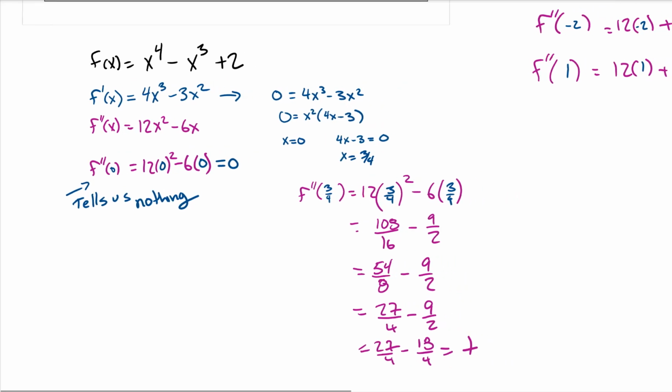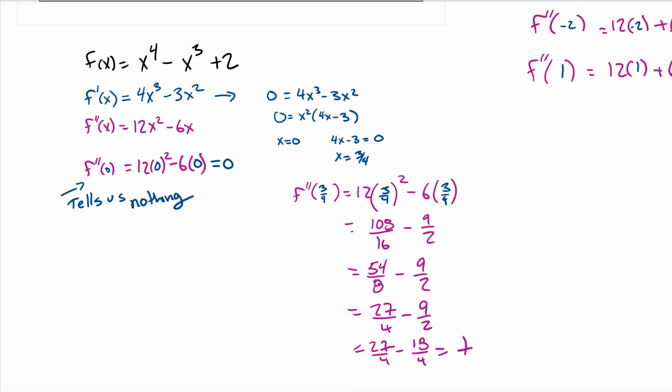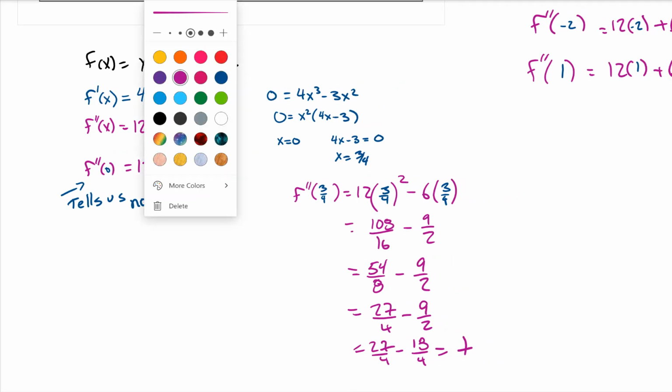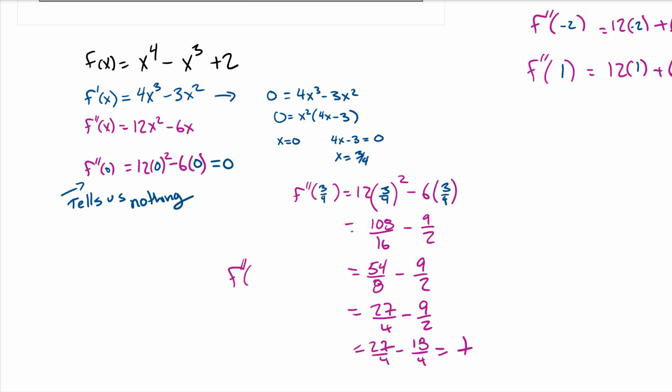So we just found out that f double prime of 3/4 is greater than 0. So what does that mean? If it's greater than 0, don't we have some sort of valley, it's holding water? We must be at some valley. Therefore, f of 3/4 is a local min.